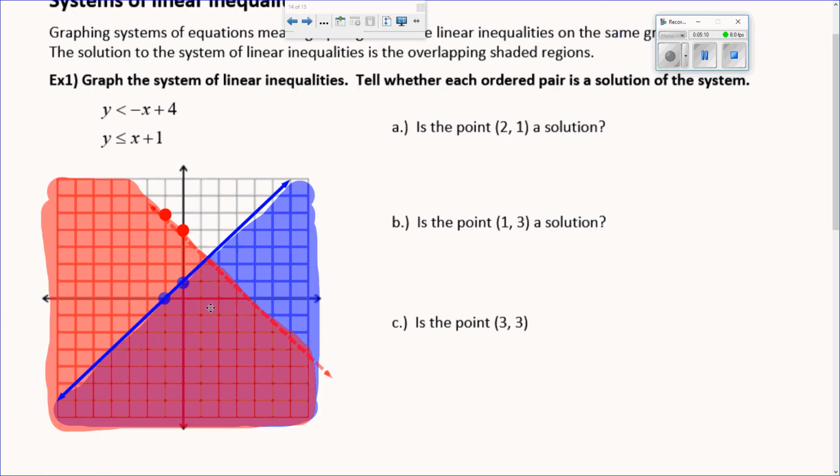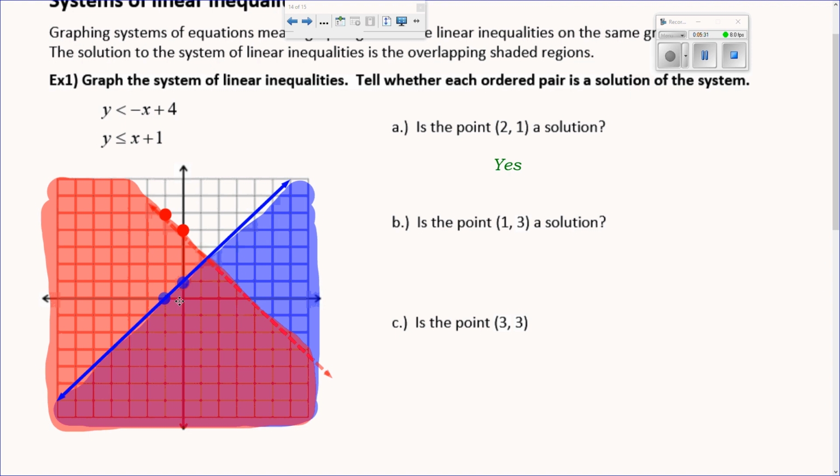All right, so now this should be a little bit easier to see. Is the point (2, 1) a solution? See this overlap in here? Any point in there is a solution. So let's start with (2, 1). Over 2, up 1, right in there. Is that a solution? Is that in the overlap? Yes, it is. That would be a solution.